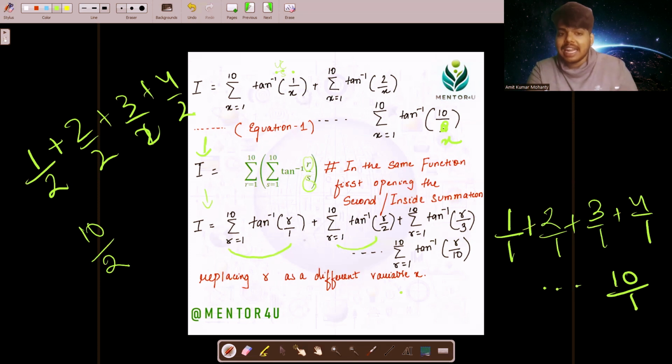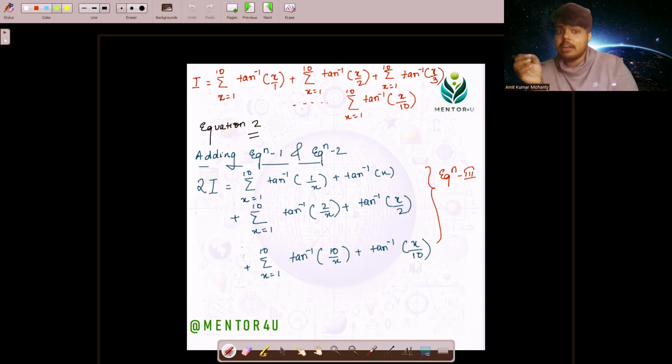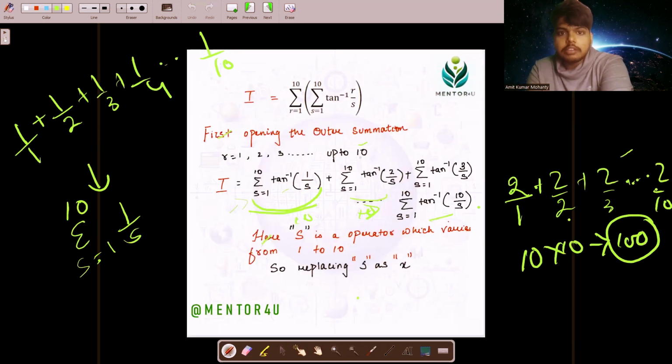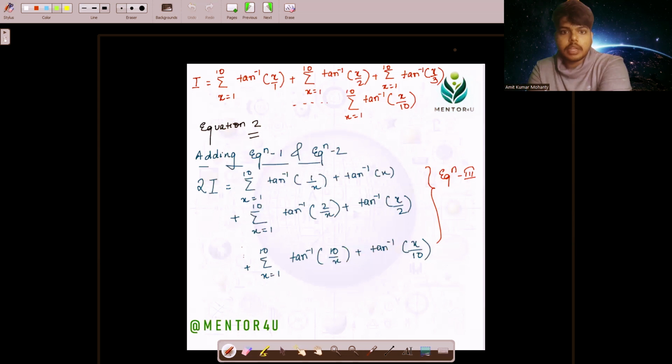Now, if I replace r with x, what is my new summation of terms? It is the summation of x equals 1 to 10 tan inverse x by 1, plus the summation of x equals 1 to 10 tan inverse x upon 2. Clear? In the first equation, the numerator is changing and the denominator is remaining constant. In the second equation, the numerator is remaining constant and the denominator is changing. These are the two equations pointing to the same line.